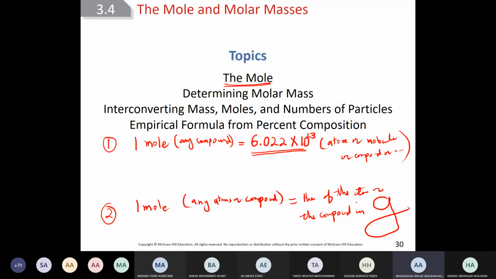What's the mass of one molecule of K2SO4, something from my mind? Go to your periodic table and give me an answer. 174.27.